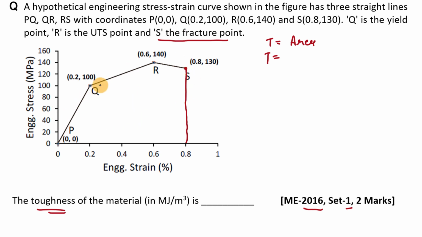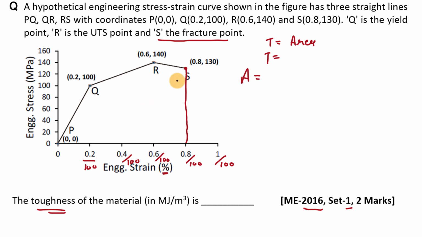Now see, here all the points are given, we only have to find out the total area. Notice that the strain is given in percentage, so we don't have to use this value of strain in this equation. We have to use the original value of engineering strain, which means we have to divide all these values by 100, because these values are given in percentage.